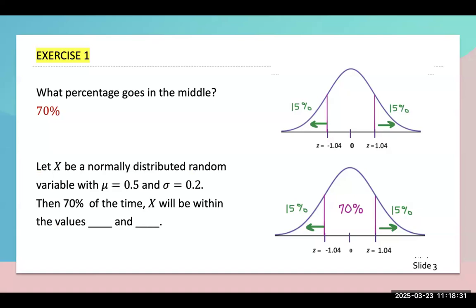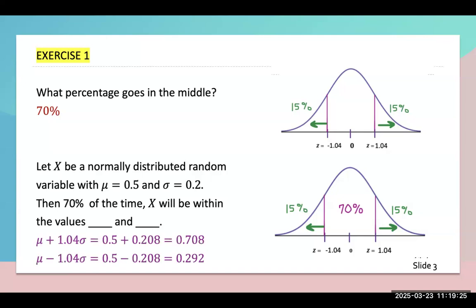Now, let x be a normally distributed random variable, and the mean, let's say it's 0.5, and sigma is 0.2. Then 70% of the time, x will be within what two values? So we want to take the mean and add and subtract 1.04 standard deviations from that mean to get a range of values. So we're going to take 0.5, and we're going to take our standard deviation, 0.2, and multiply it by 1.04, because we want to go just a little bit further than one standard deviation from the mean.